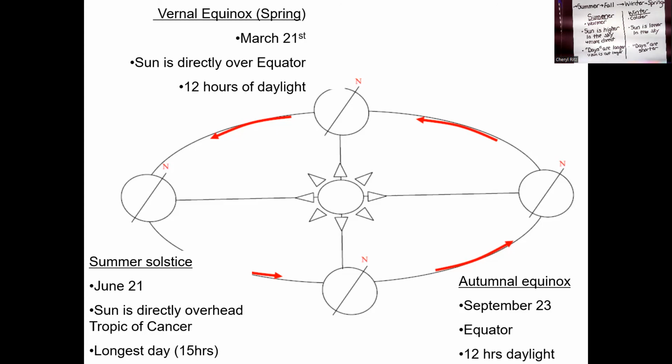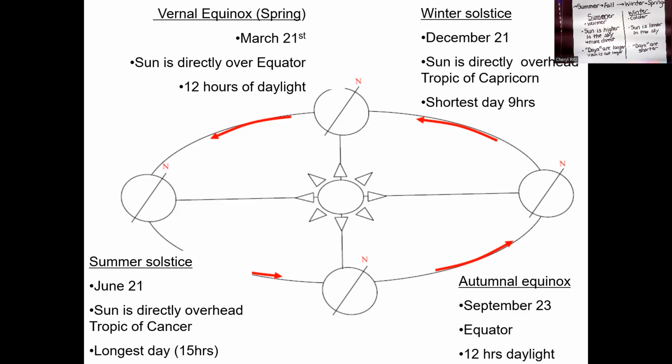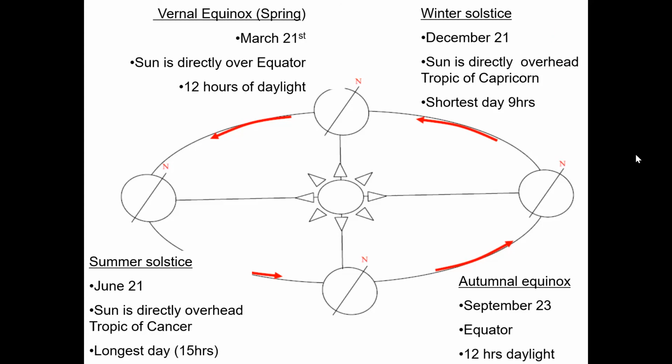I know I'm moving fast. I'm going to put the last one up for you to copy. Winter solstice. Again, not an equinox because nothing is equal. This happens on December 21st. The sun is directly overhead at the Tropic of Capricorn. And this will be our shortest day of the year. This is when we only have 9 hours of daylight.